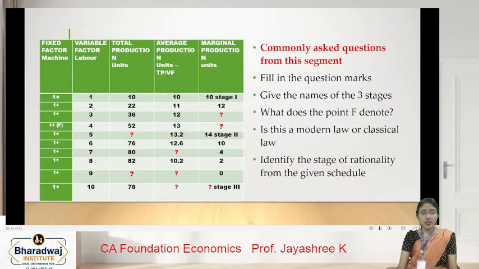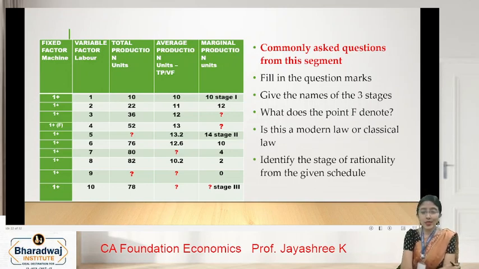Okay, now do this. Like you did yesterday, TC, MC and AC, try to do the fill-ups. And some commonly asked questions from this segment. First of all, fill in the question marks. Wherever you have to fill up TP, AP and MP. Instead of TC, AC and MC, yesterday you did everything as TC, AC, MC, TR, AR, MR, isn't it? Here it is TC, TP, AP and MP. Okay, you fill it up.